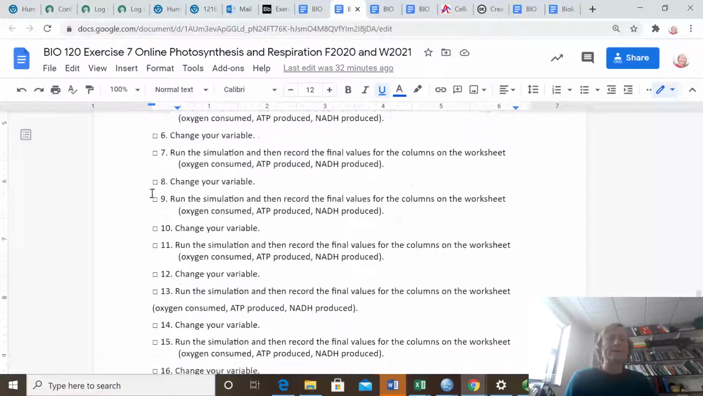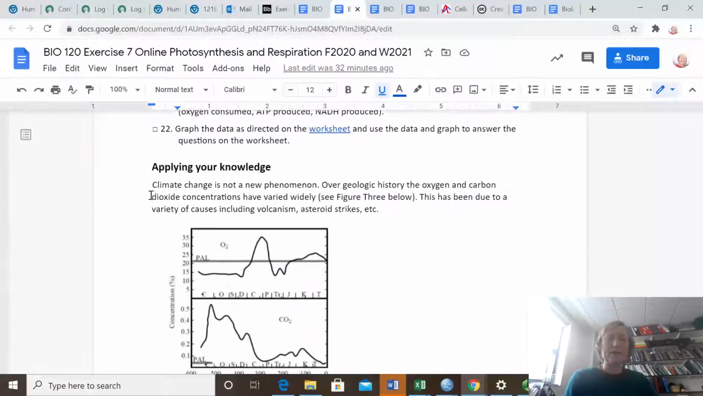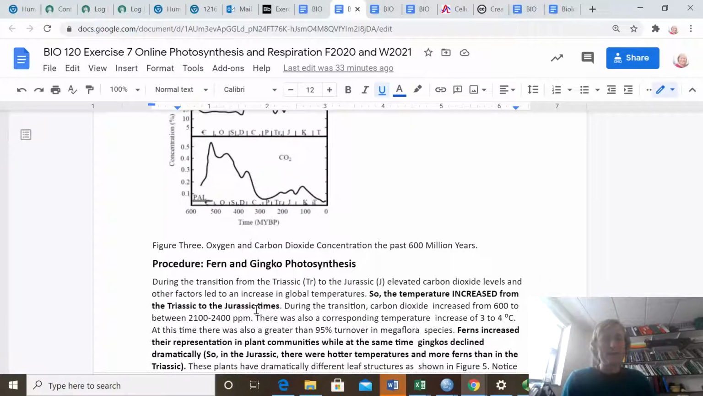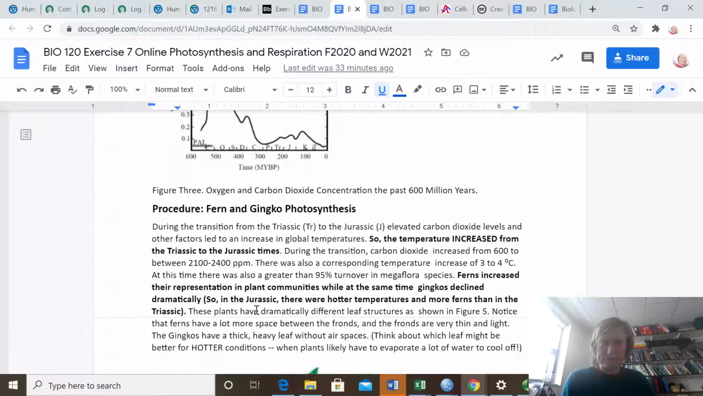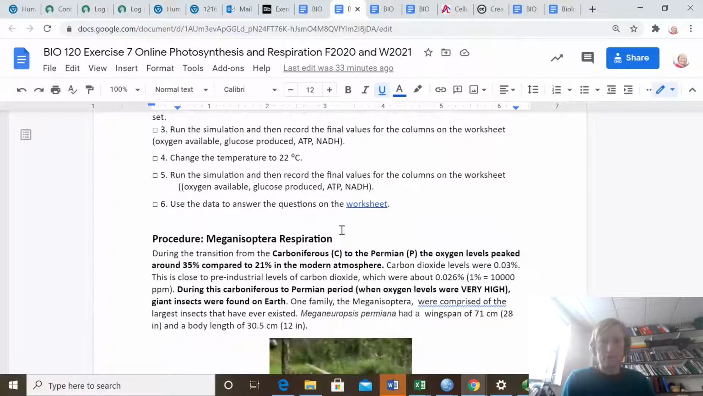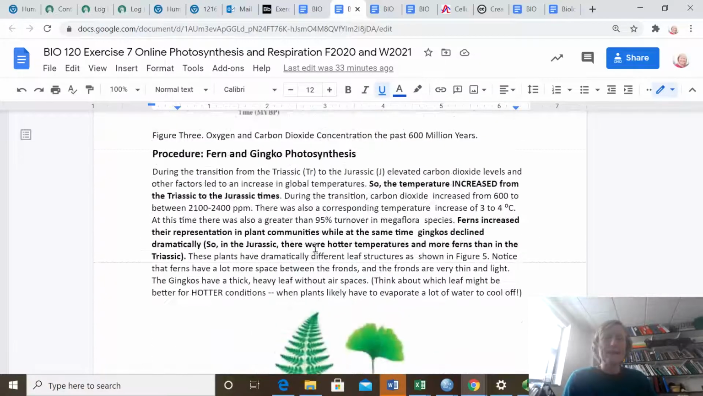Okay. So, applying your knowledge. There's a little bit of information here that you need to read about, a graph to look at that focuses on time over millions of years before present, and the amount of oxygen and the amount of carbon dioxide in the atmosphere, okay? And then there's some information you're given, first about photosynthesis, and then second about respiration. And you have to come up with a hypothesis and an experiment.